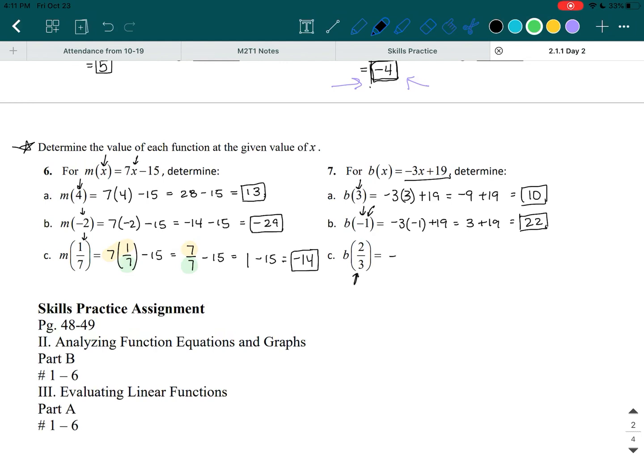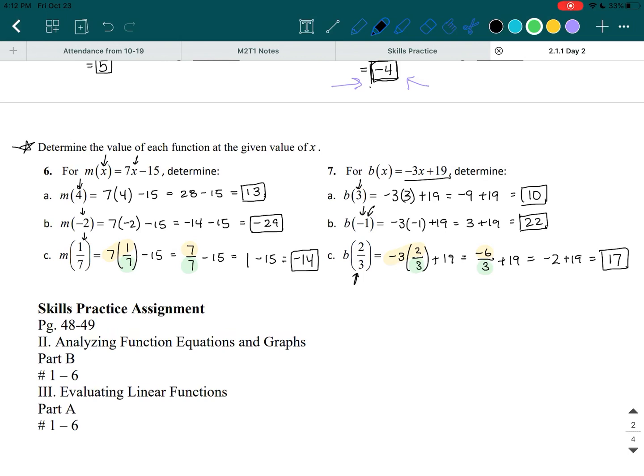Okay, last but not least, we have to plug in 2/3. So plugging it into our equation. And so here we have another fraction multiplication situation over here. So we're going to multiply the top two numbers to get our new number on top. Negative 3 times 2 is negative 6, and then we keep the 3 on the bottom. And then we have plus 19. Simplifying this, negative 6 divided by 3 is negative 2, and it's still plus 19. And then finally, combining that, we get 17 as our final answer.